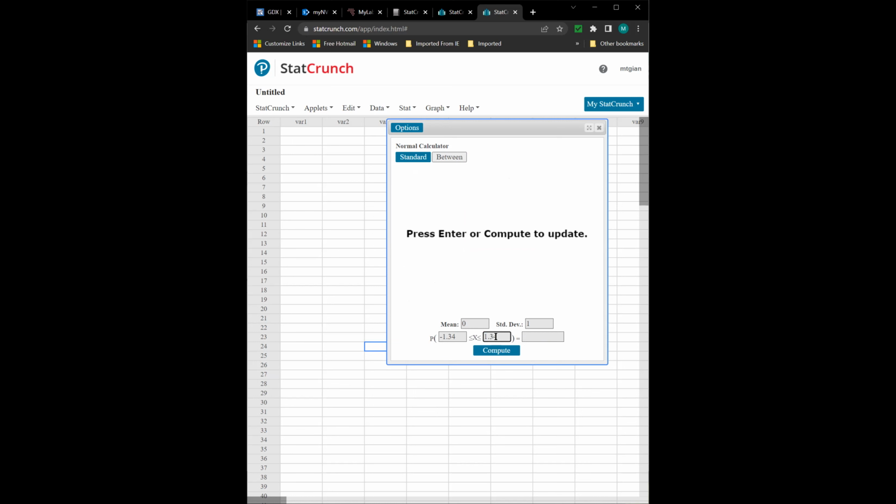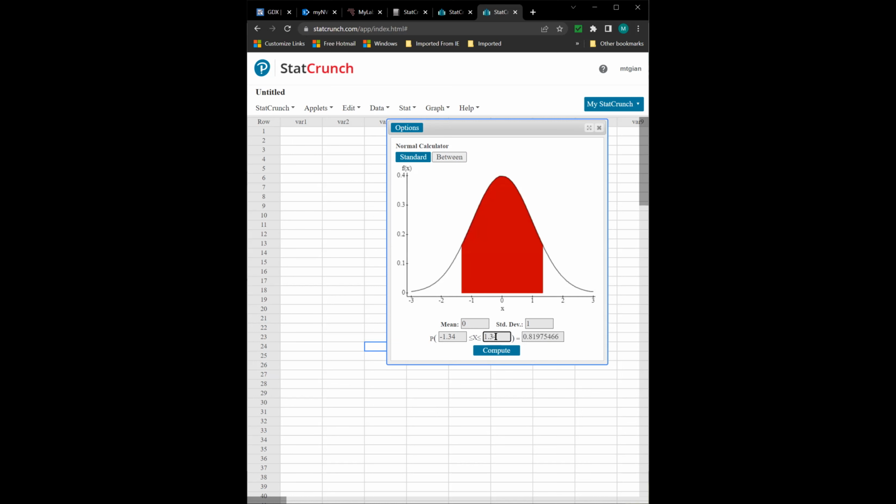All right, and we got 0.81975. All right, so that's weird. It doesn't look like it's symmetric visually. Okay, anyway, I was just checking the numbers, making sure I entered them properly. All right, so that is the middle stuff.